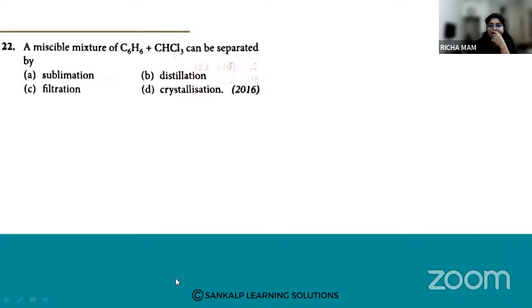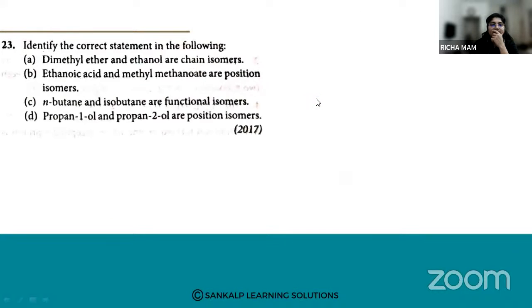Miscible liquids are only separated based on their boiling points. Yes, Monisha has answered correctly. Very good. So distillation is the method where miscible liquids are separated based on their differences in the boiling point. Yes, Tejaswini has also answered. Very good. Let us go for the next one.